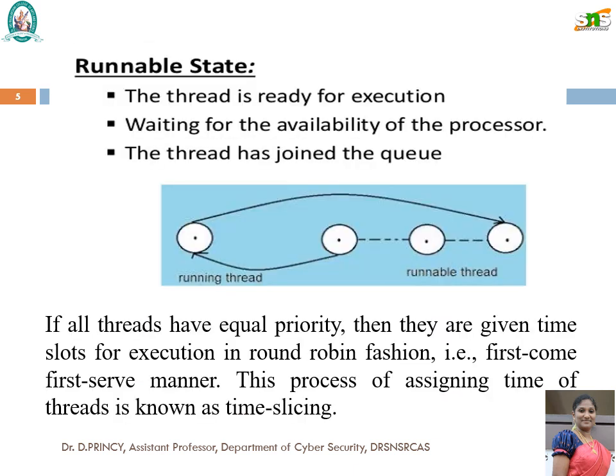Runnable state. When the thread is in the runnable state, it is ready for execution and it is waiting for the availability of the processor. When the thread has joined the queue, when its schedule comes, it moves into the running state. If all threads have equal priority, they are given time slots for execution in round robin fashion. That means first come first serve manner. This process of assigning time for threads is known as time slicing.